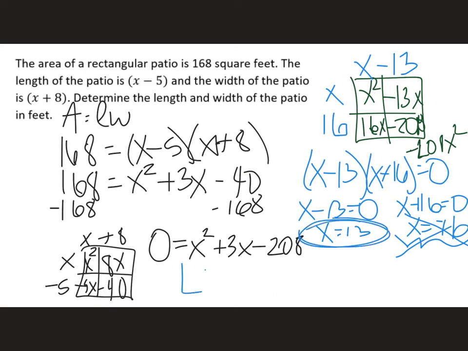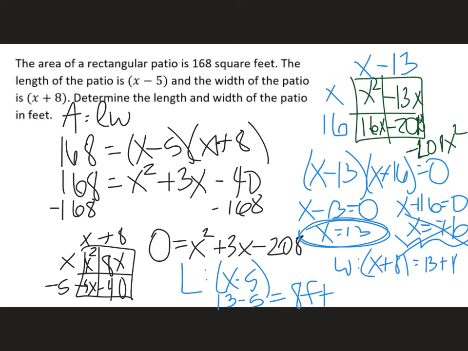And then I'm going to take my length, which was x minus 5, and I want to replace x with 13. So 13 minus 5 tells me that my length is 8 feet. I'll do the same thing for width. So my width is x plus 8. That's 13 plus 8, or my width is 21 feet. So this patio is 8 feet by 21 feet.